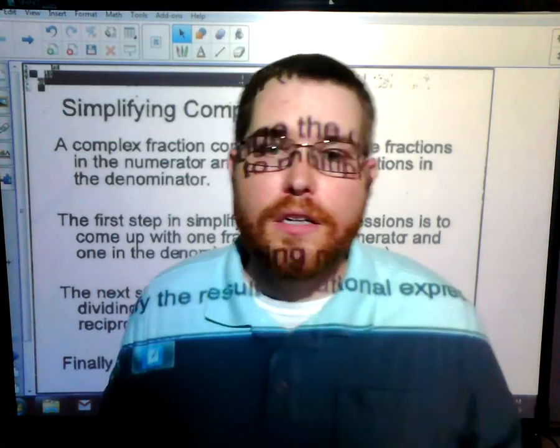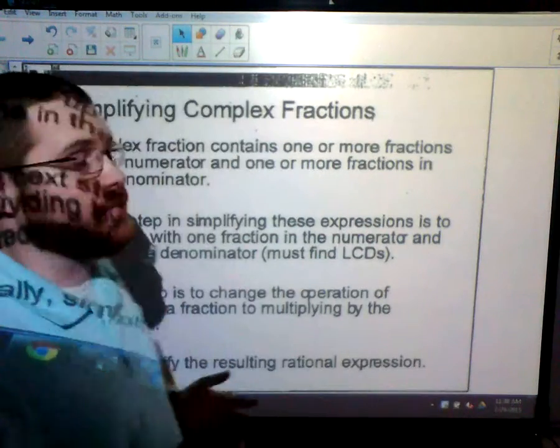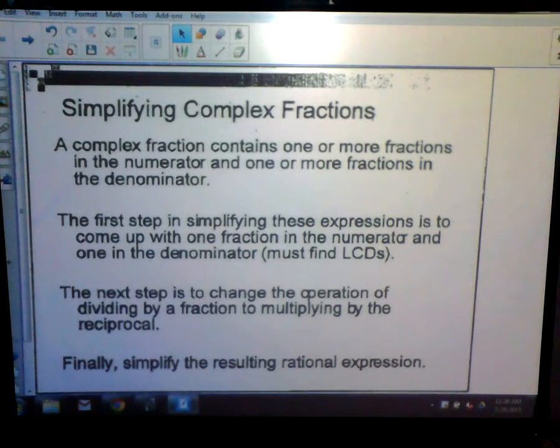Hey everyone, today we're going to talk about complex fractions. A complex fraction is a fraction on top of a fraction. So it's a fraction on top and a fraction on bottom. But a fraction is just a division problem. So the first step is going to be to simplify everything.